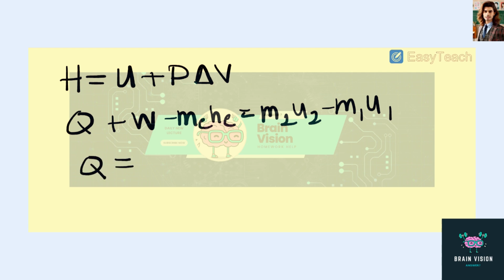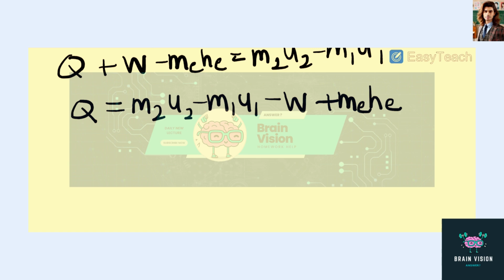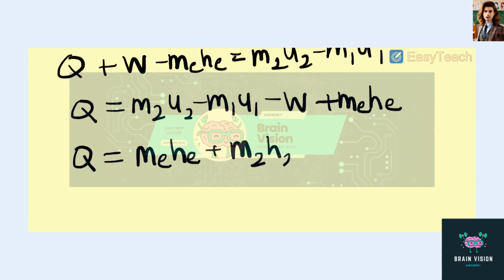We see that Q is equal to m2 u2 minus m1 u1 minus W plus m_e h_e. Now we can combine the U and the W terms to give us an expression for Q in terms of just the enthalpy, and this gives us m_e h_e plus m2 h2 minus m1 h1. So the equation condenses a little bit.